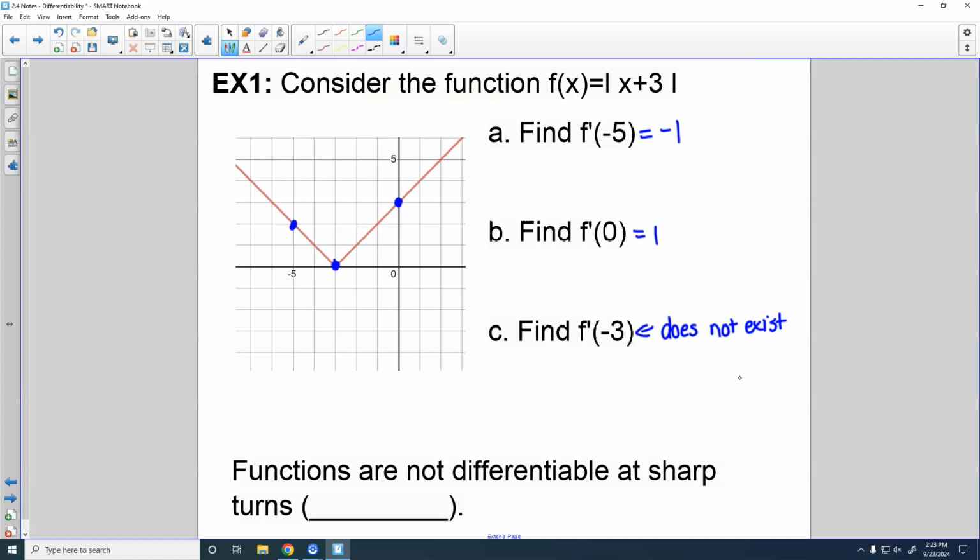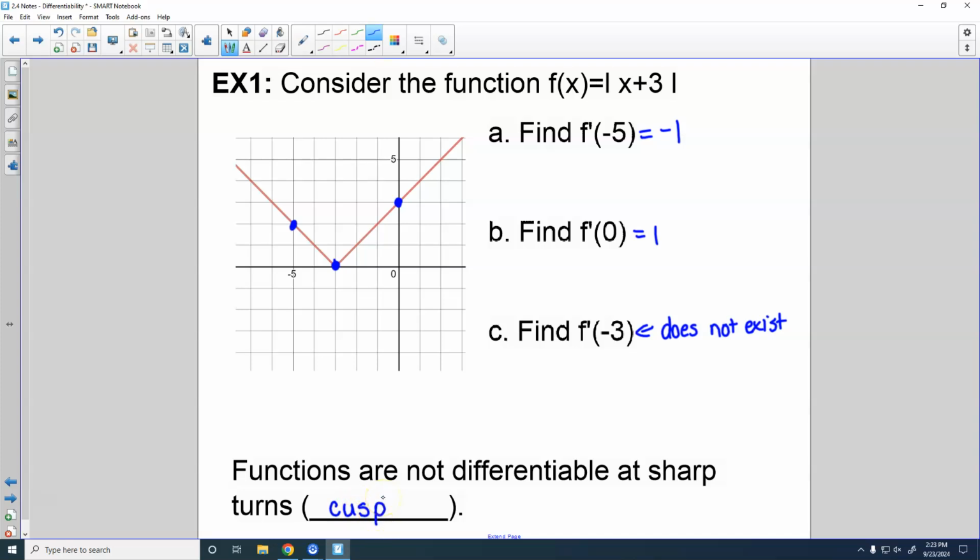Does it make a discontinuity? Well, it makes the function not differentiable at that point, but it is still continuous, because we could trace the whole graph without having to pick up our pencil. So it is still continuous at that point, but it is not differentiable. We cannot take the derivative. Functions are not going to be differentiable at any sharp turns. So if you have a sharp turn in the graph, then it's not differentiable at that point. Another word that is sometimes used for a sharp turn is a cusp.